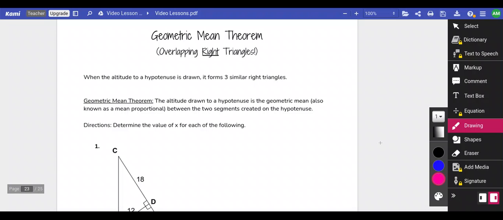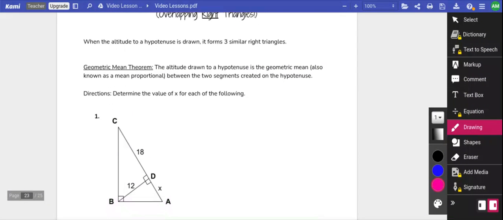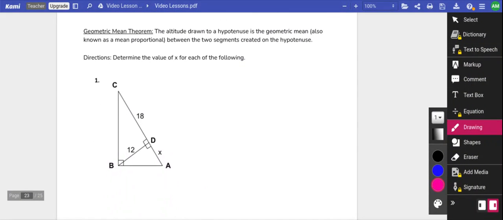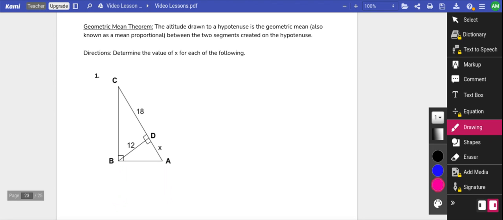The geometric mean theorem states that the altitude drawn to a hypotenuse is the geometric mean, which is also known as the mean proportional, between the two segments created on the hypotenuse. We're going to solve these next couple of questions and determine the value for x.